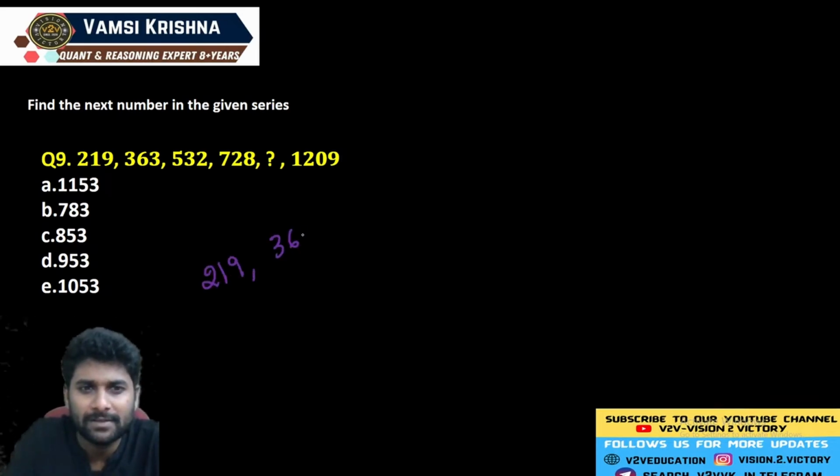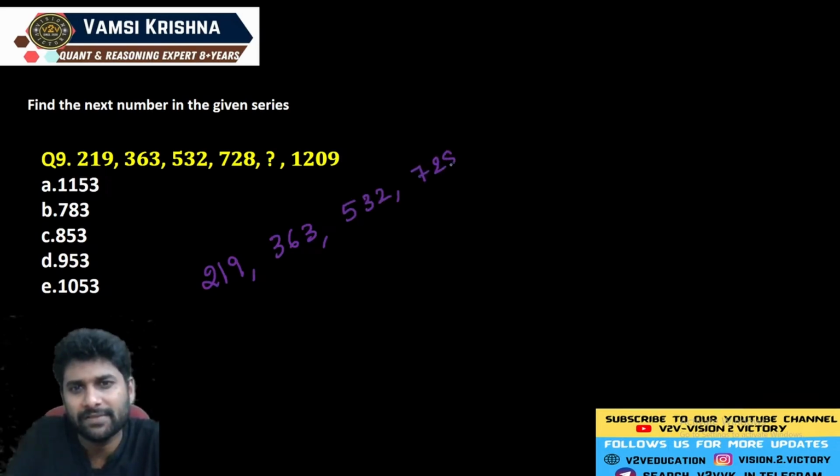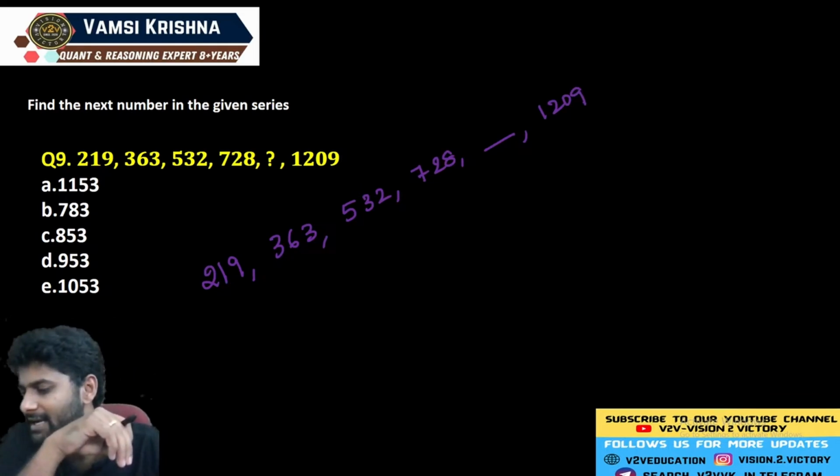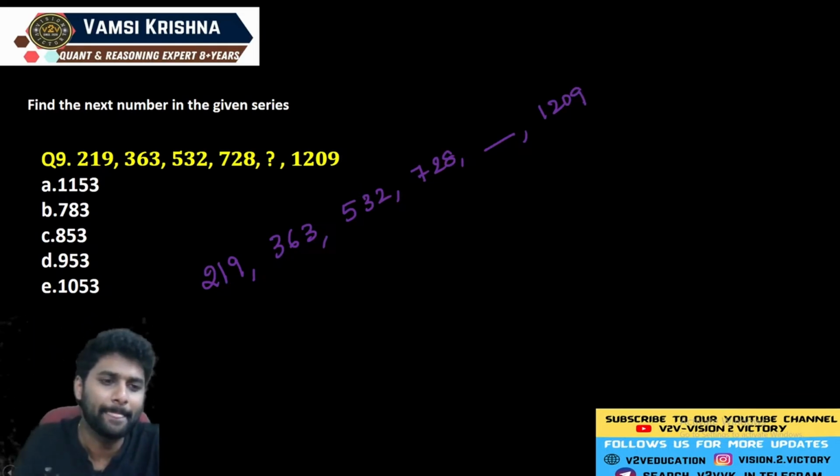219, 363, 532, 728. So what is the missing number? And the last number is 1209.